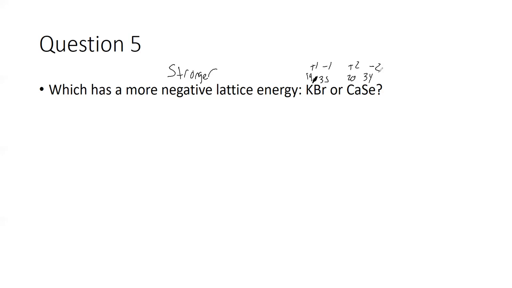Therefore, the ionic compound with the more negative lattice energy is going to be the one with the greater charge. Plus two and minus two interact more strongly, therefore more negative than a plus one or minus one ion. That should wrap up our discussion on lattice energies, and for the time being, our discussion on ionic bonds. So if you have questions, let me know. Otherwise, I'm going to go to our next PowerPoint, the one I put up for today.